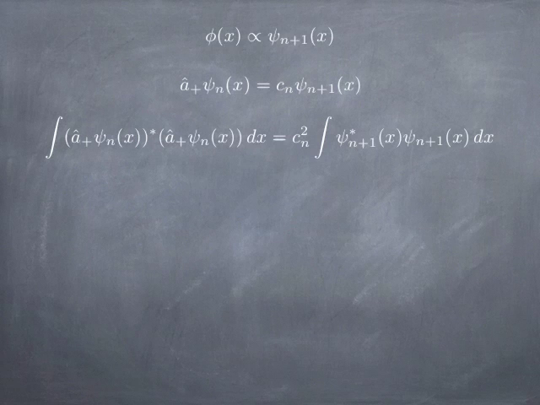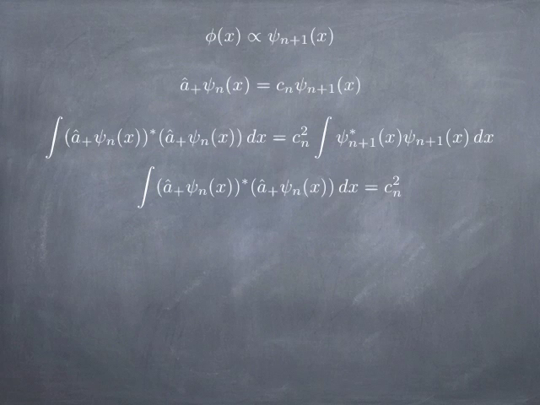Let me say that again. If you take the result of applying a plus times psi sub n and then check its normalization, what you get is c sub n squared psi n plus 1 star times psi n plus 1. So that's how we're going to work out the value of c sub n squared.